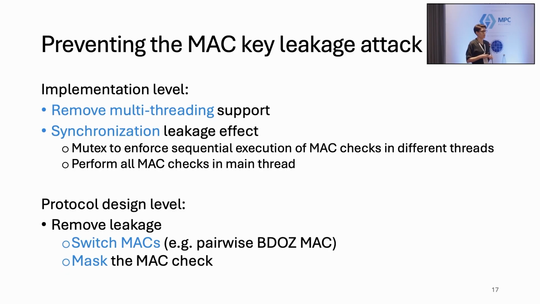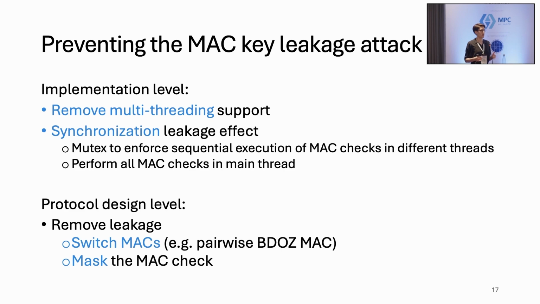If we're looking at the protocol design level, that means you can use a countermeasure which is modifying the protocol design, basically. And in the paper, we describe two possible options here. One is to switch to a different MAC scheme. The issue here is that everything uses the same MAC key. So if you leak the MAC key, you're done.